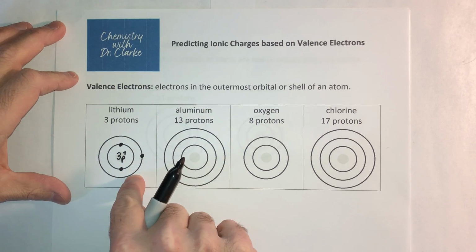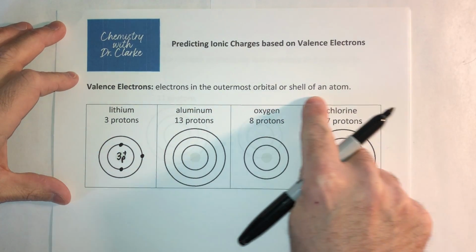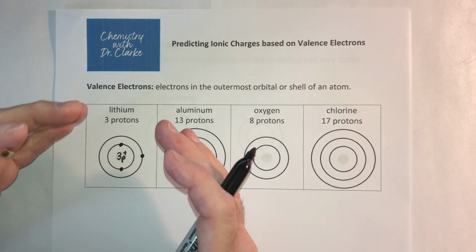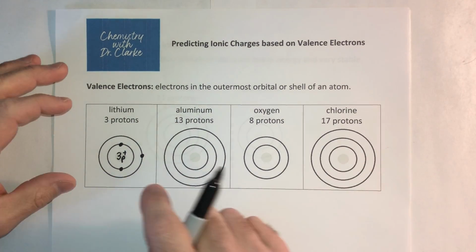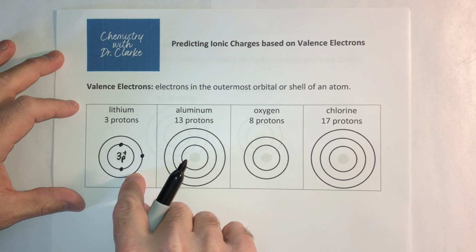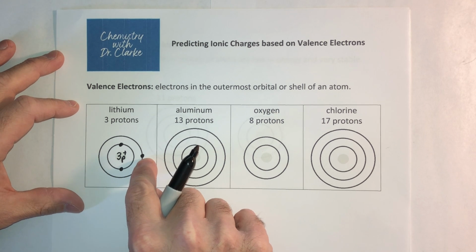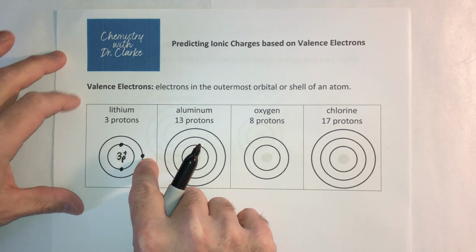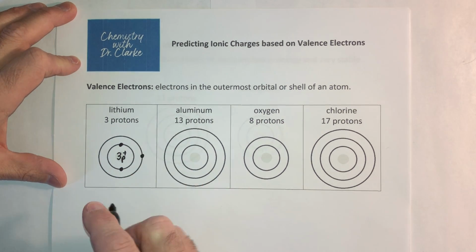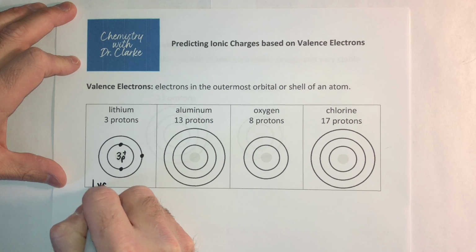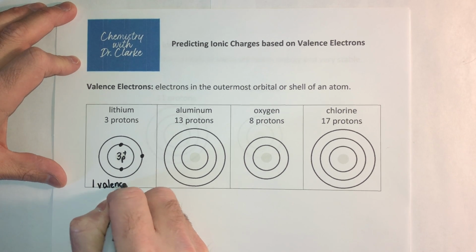So if we look at this picture here, we can start to talk about valence electrons. Valence electrons are the electrons that are in the outermost orbital, the outermost ring, the outermost shell, right? There's a couple of different ways to talk about it. But if you're talking about rings using Bohr, this would be the outermost ring or orbital. So for lithium, there's 1 electron in this outermost ring, so it would have 1 valence electron.